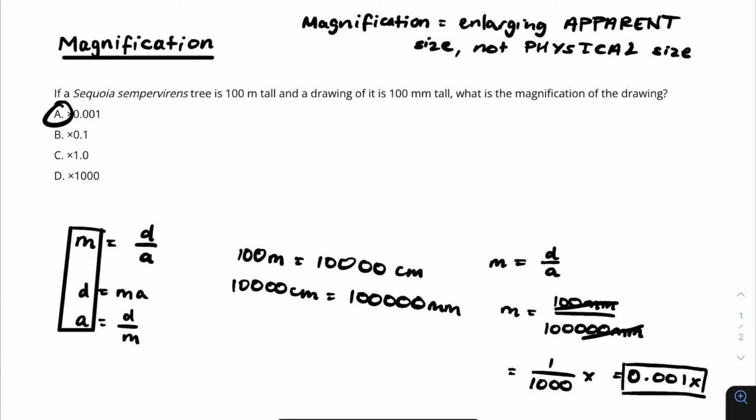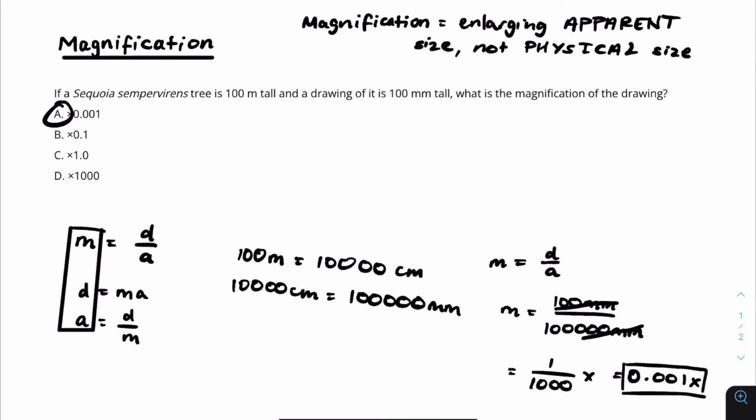What that means is that the drawing size has essentially become smaller, because magnification refers to enlargement, and in this case, it becomes smaller. So that means the magnification would be less than 1 times, because 1 times means the size is just the same. So that makes sense.